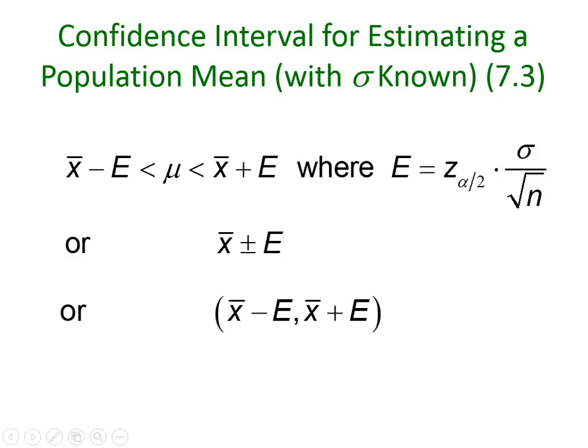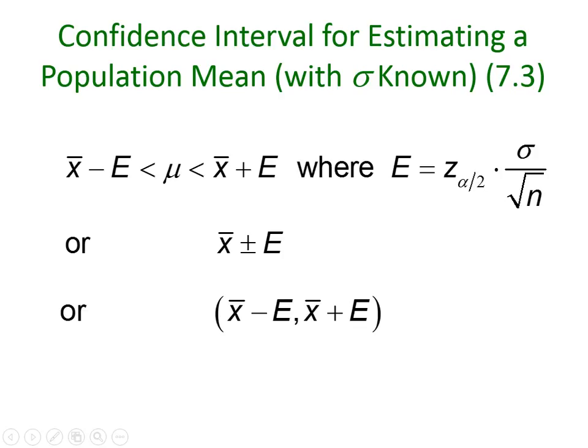The way we'll calculate our margin of error: the margin of error is z of alpha over 2 times the standard deviation of the population divided by the square root of n, where n is my sample size. And you can either express that as your interval, where you put mu in the middle, and notice this time it's mu in the middle, not p, because it's trying to estimate the population mean. Or we can say it's the sample mean plus or minus the margin of error, or we can just put it as that interval. All three of these are expressing the same thing.